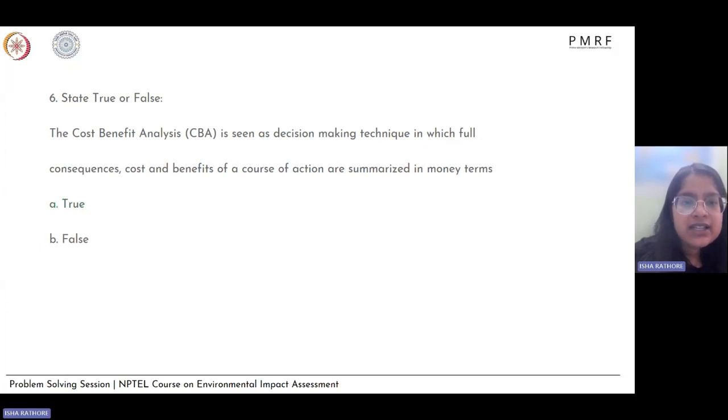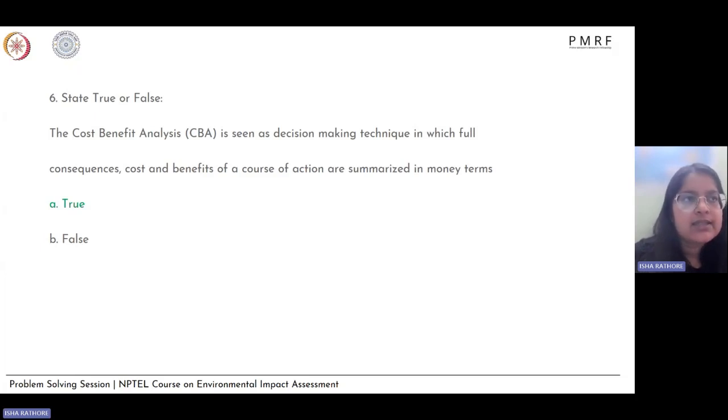The cost benefit analysis, CBA, is seen as a decision making technique in which full consequences, costs, and benefits of a course of action are summarized in money terms. Is the statement true or false? Okay, so the given statement is true. That is, cost benefit analysis is seen as a decision making technique where we discuss the full consequences, costs and benefits of taking an action in the form of monetary terms.